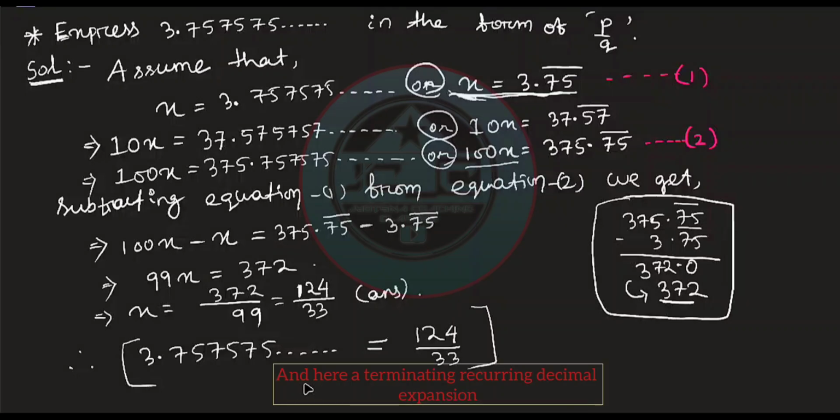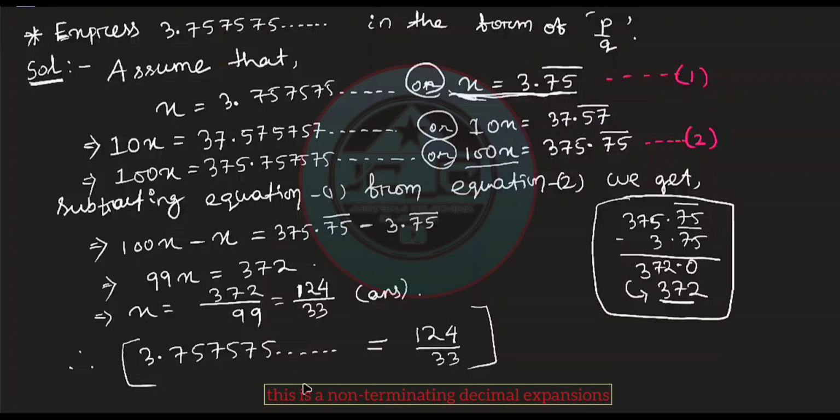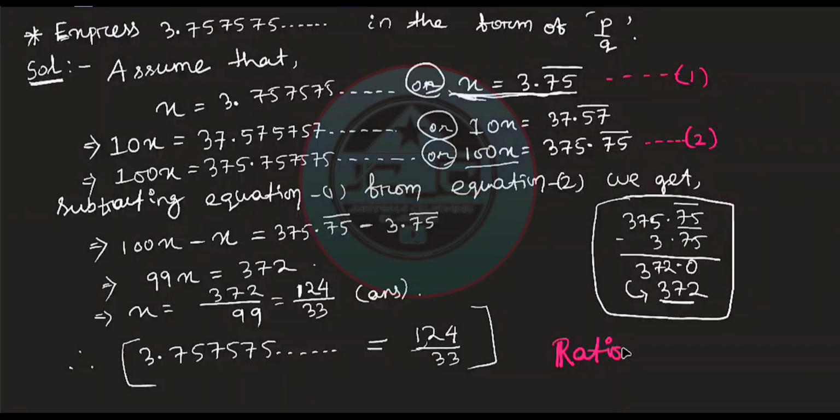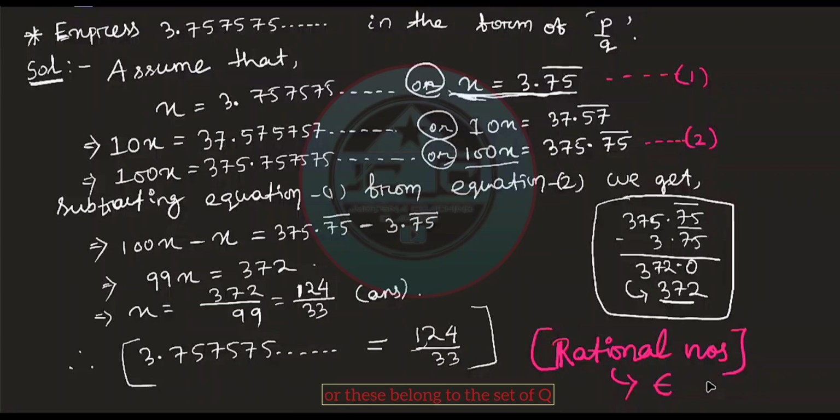And here, this is a non-terminating decimal expansion. For your correction, this is a non-terminating decimal expansion, and this was a recurring decimal expansion also. Non-terminating, recurring decimal expansions can be represented in the form of p by q. So we can say that these are rational numbers, right? Or these belong to the set Q, right? This is it about this.